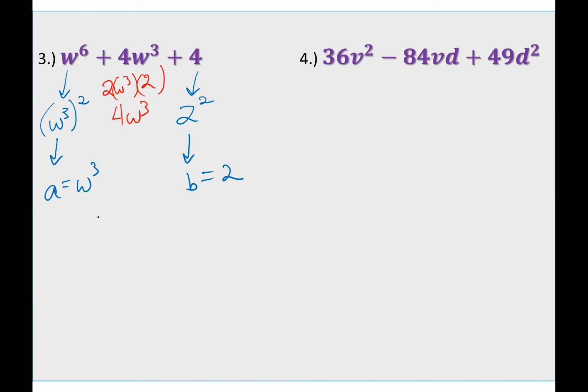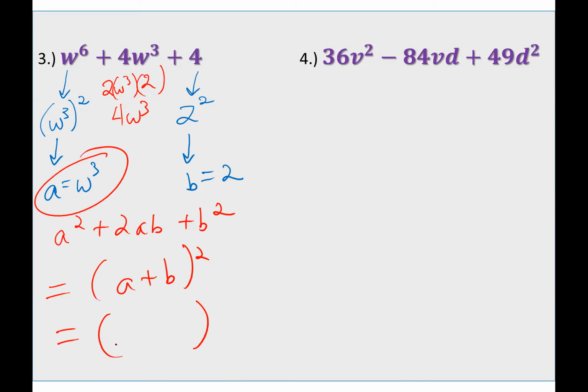All right, so my trinomial is all set up to go. It is a perfect square trinomial. It does follow that a squared plus 2ab plus b squared setup. So I can factor it as a plus b squared. My a was w to the third plus my b was 2.